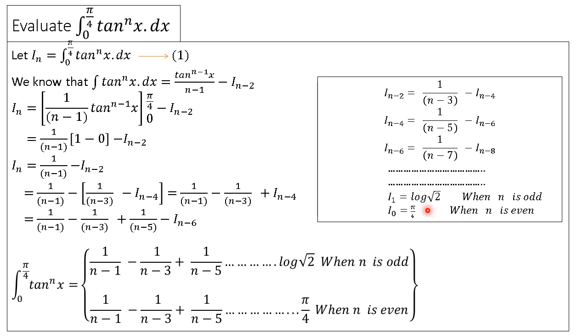Now we have to find out the value for I1 and I0. Here I already mentioned I1 is log of root 2, I0 is pi by 4, isn't it? How to find the value of I0 and I1? Use equation 1. Put n is equal to 0 in equation 1, you will get the value of I0. Putting n is equal to 1 in equation 1, you will get the value of I1, isn't it? Okay, now let us put n is equal to 1 and 0.